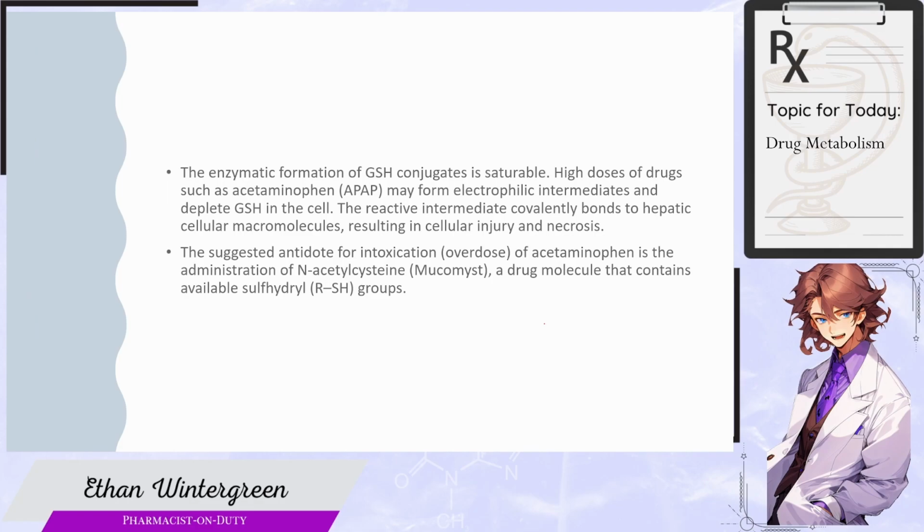Please take note that enzymatic formation of GSH is saturable. This is the main reason why paracetamol toxicity occurs. If you have too many molecules of paracetamol, it eventually depletes the GSH in the cells. This leads to reactive intermediate covalent compounds that destroy hepatic cellular macromolecules, leading to injury and necrosis. The suggested antidote for this overdose is administration of N-acetylcysteine, a drug that contains available sulfhydryl groups.